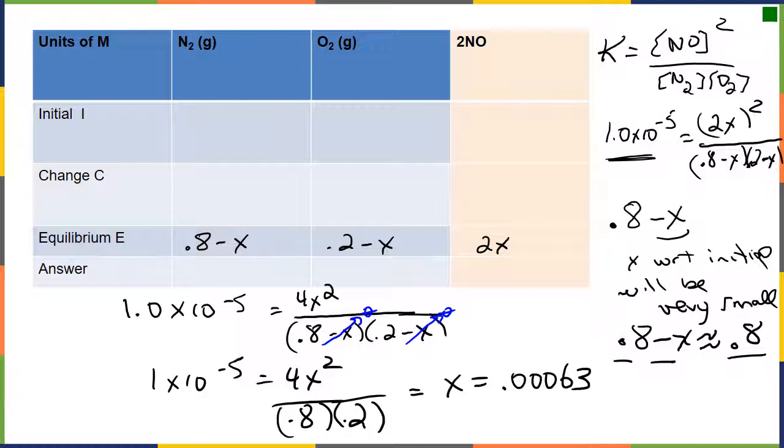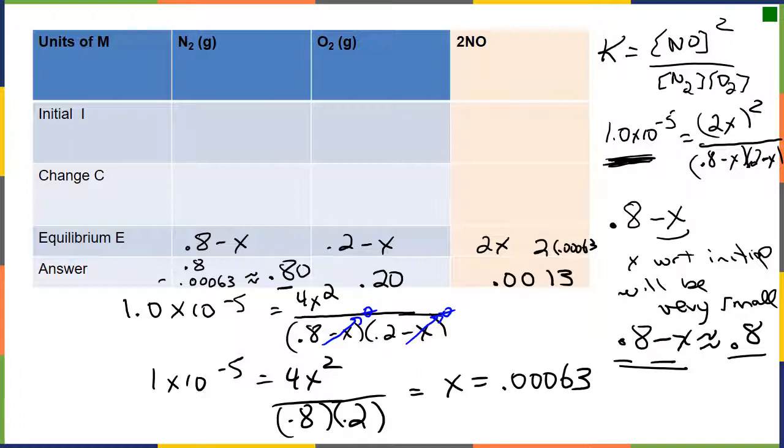Well, the answer is yes, because 0.8 minus 0.00063 is going to be equal to about 0.8. Okay, our approximation is good, which means our concentration of O2 is also going to be about the initial, and our concentration of the NO is going to equal 2 times 0.00063, and that's going to equal a concentration of 0.0013. So what's the takeaway?